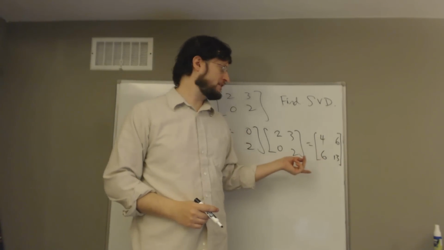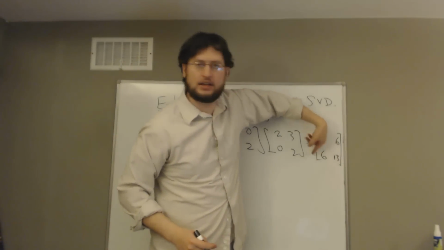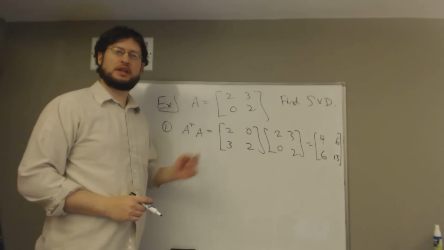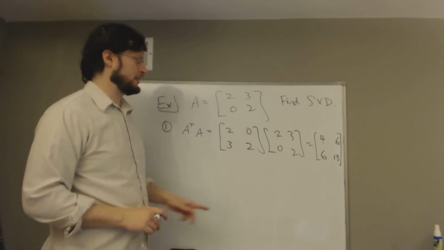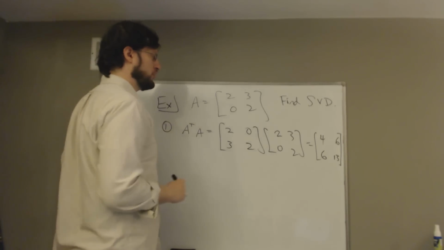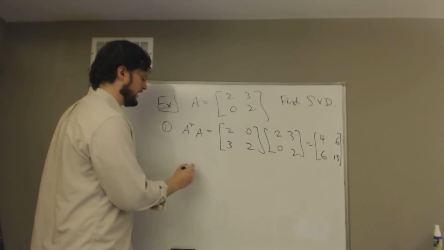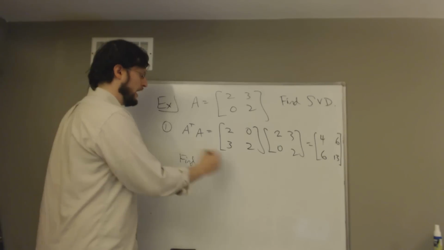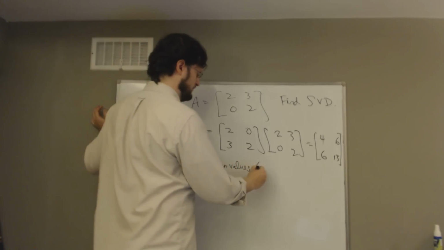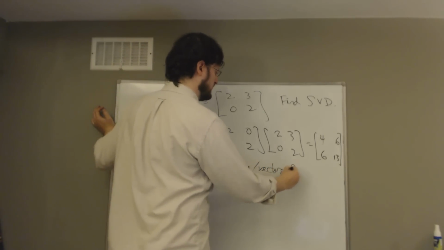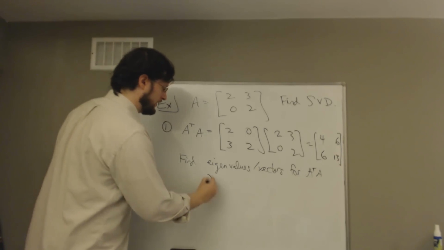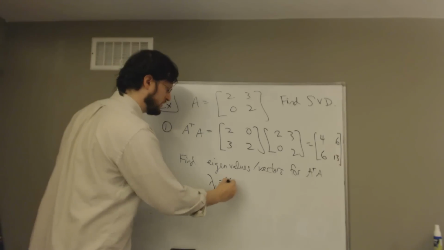Notice that this is in fact symmetric because if I flip along the diagonal, the 6 and the 6 match. And that was our first claim, that A transpose A is always symmetric. And that's true here. So I get a symmetric matrix. Now I'm not going to go through this whole process, but remember what we do next. We find the eigenvalues and eigenvectors for A transpose A.